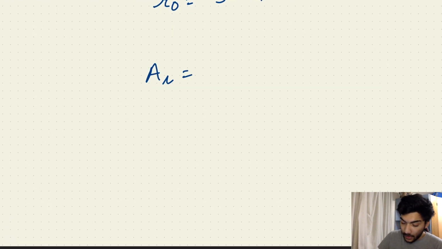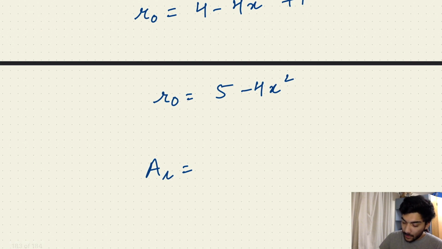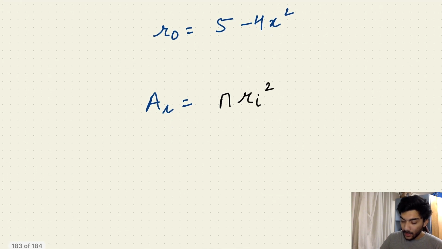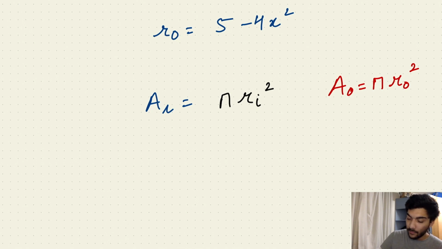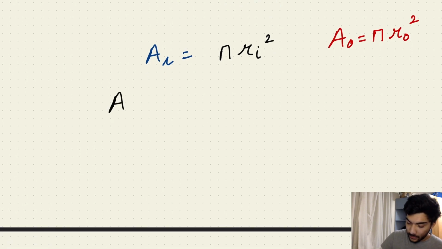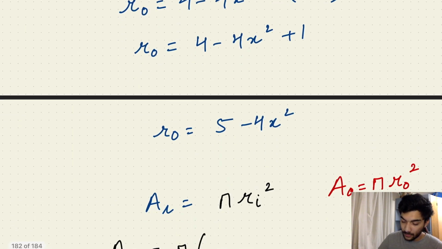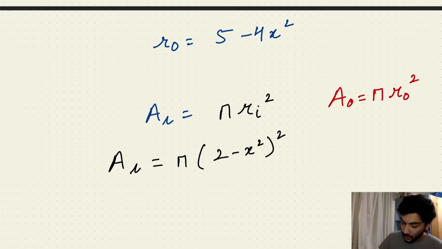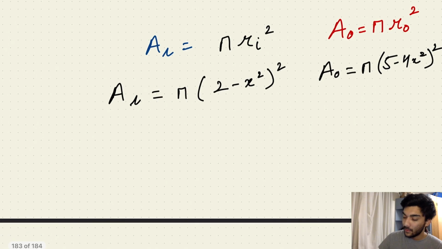So now the area of our inner circular strip would be pi times our inner square, and similarly, to calculate the area of our outer circular strip, it would be pi times our outer square. We have calculated all this, so A inner would be pi times (2 minus x square) whole square, and our A outer would be pi times (5 minus 4x square) whole square, right?